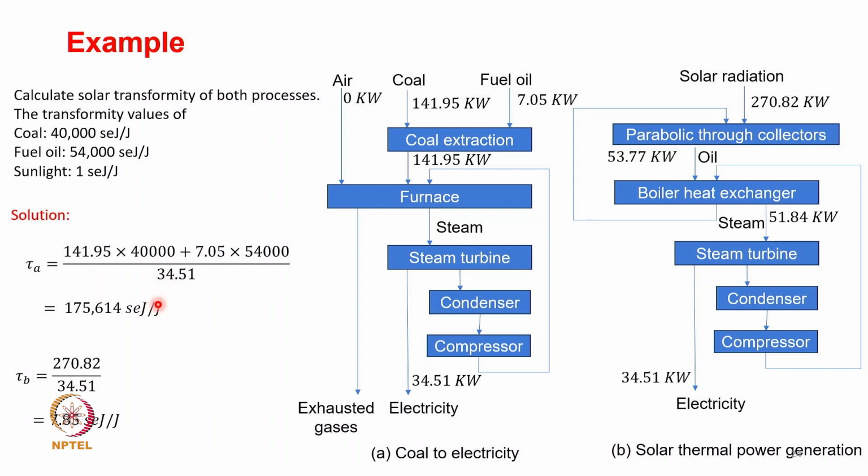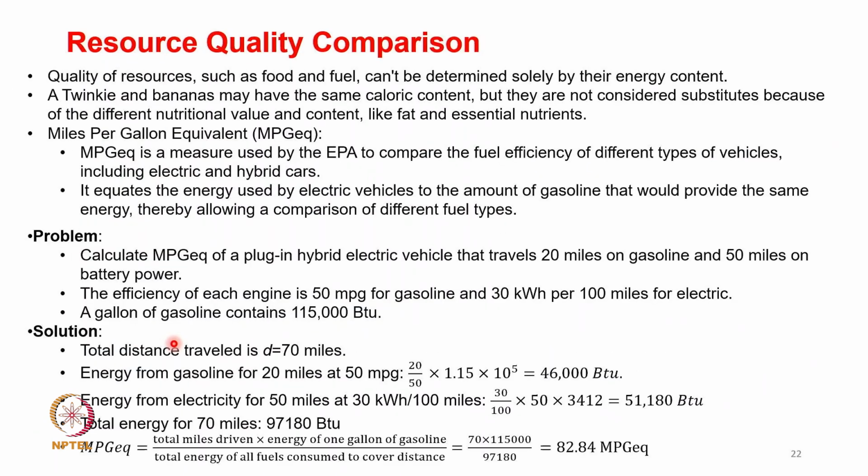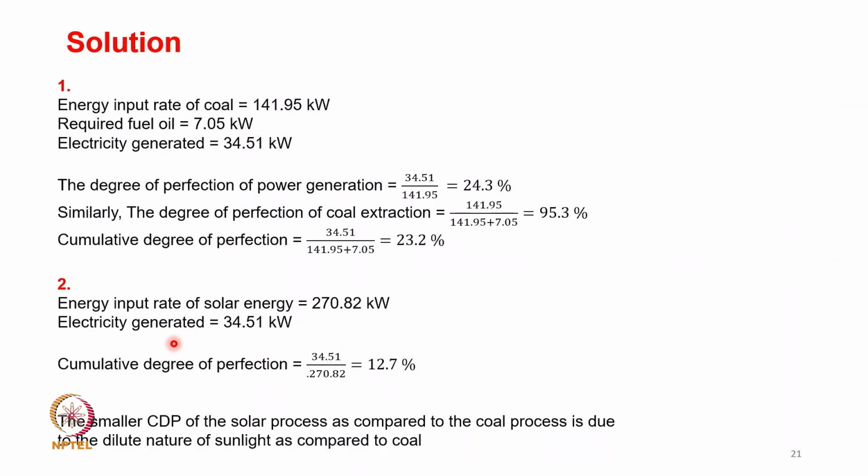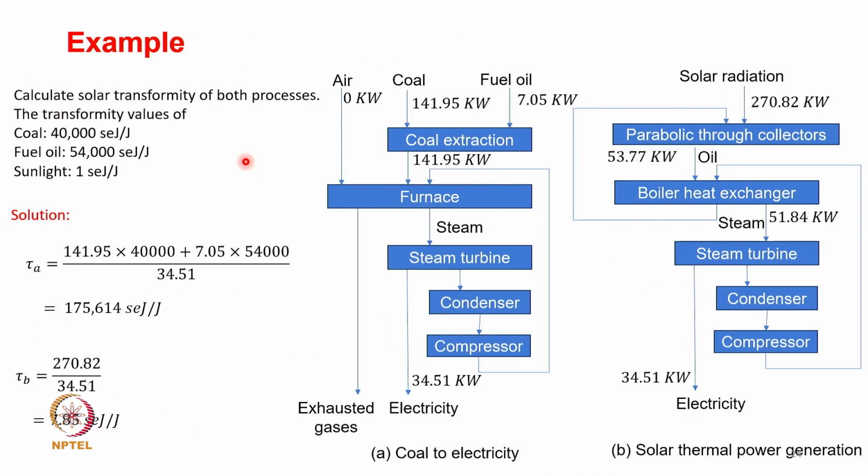So now look at what the factors are. Tau A in this case is 141.95. You have to multiply that with 40,000, and fuel oil comes to 7.05. You will have to multiply 54,000 divided by the exergy value that we have just computed, which is right here. So the value that you have already computed, which is 334.51, is the electricity generated value.